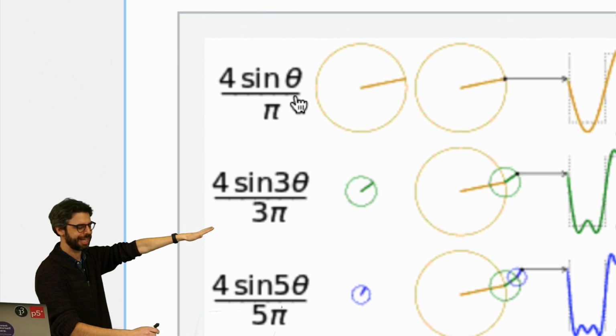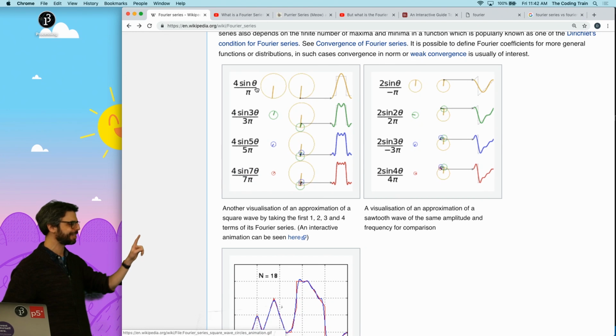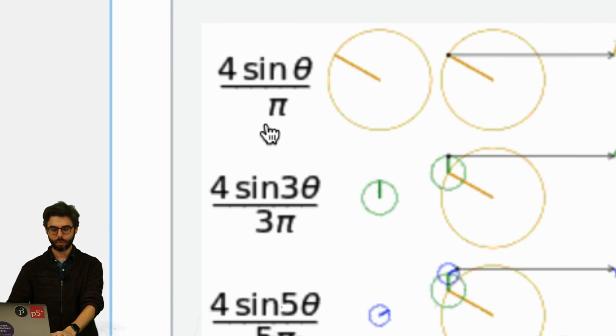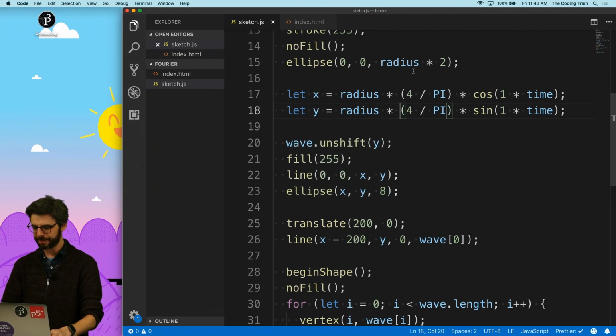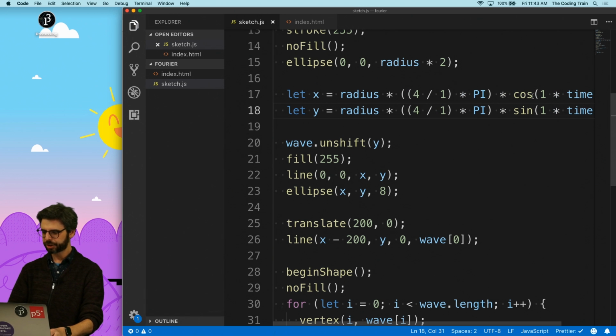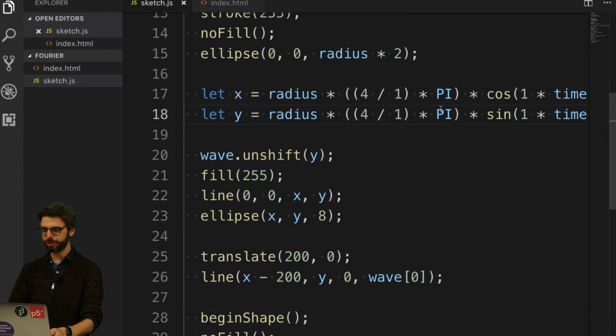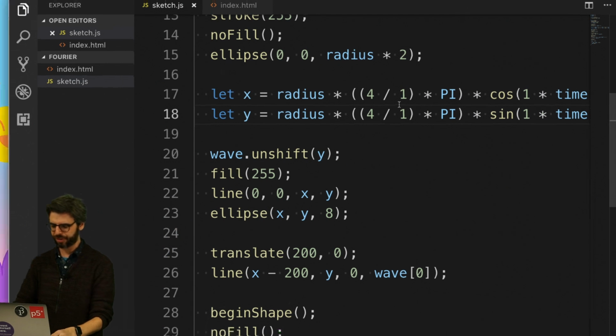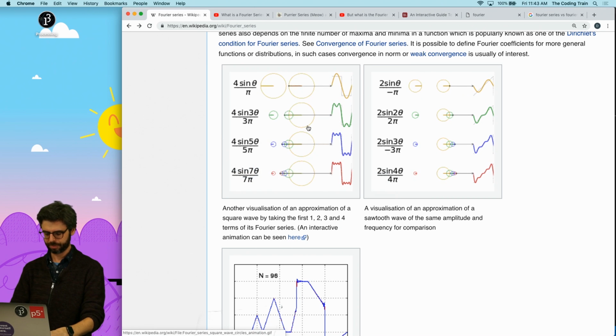And also, I missed something. 4 divided by what? 1 times, this is confusing because there's a 1 here. 1 times angle, 1 times pi. So I'm going to say that's 1 times pi, and this is 1 times pi, and this is 1 times pi. So the number that I need to change for each circle is that 1. So let's just see what this actually yields.